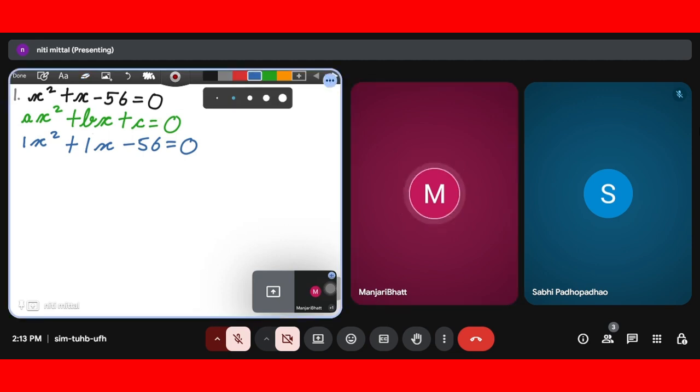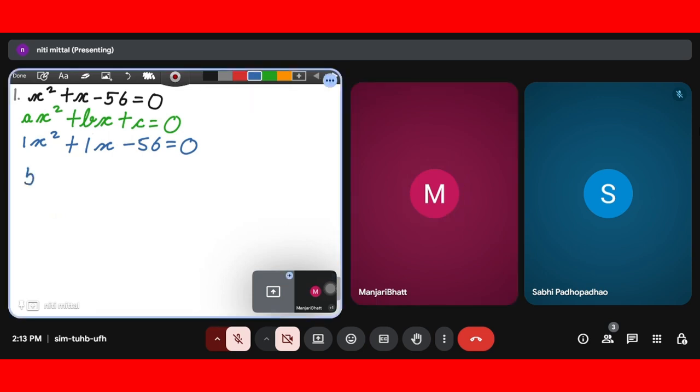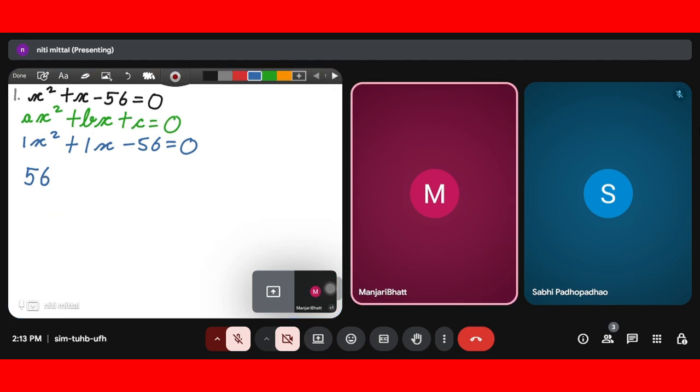Yes, ma'am. It's 1x. And how do we have to reach that 1x? By multiplying a and c. Okay. And it will be 56. It would be 56. And now using 56, you have to reach till 1. So how can you break it so that you reach 1?